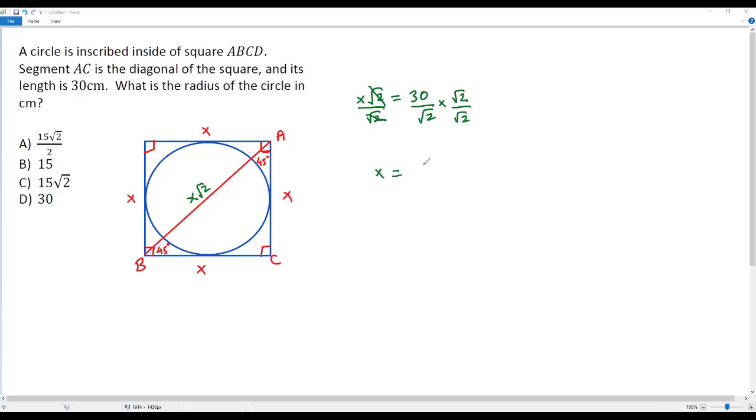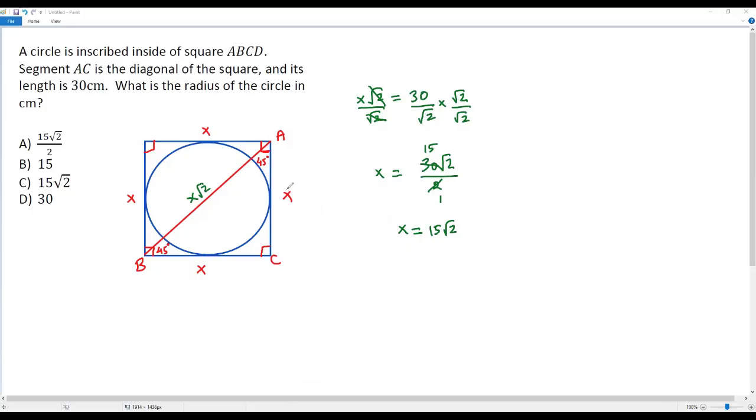Then we get x equals 30 times square root of 2 in the numerator. In the denominator, when I multiply square root of 2 and square root of 2, I am getting 2. Here 2 goes into 2 one time, 2 goes into 30, 15 times. I am getting x equals 15 times square root of 2.